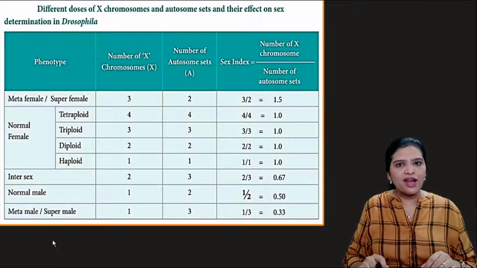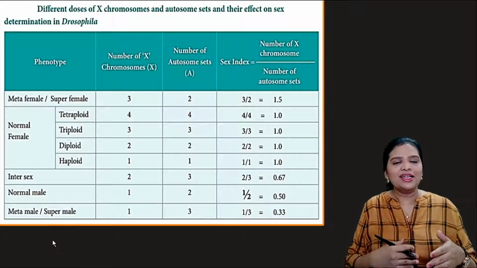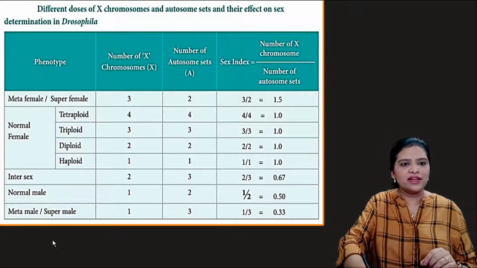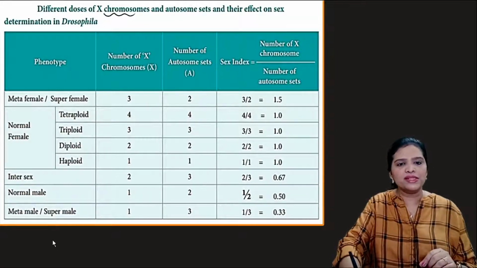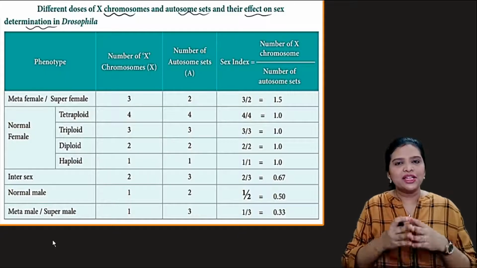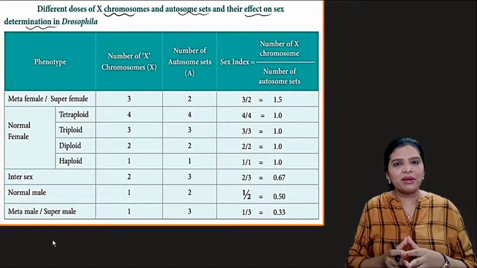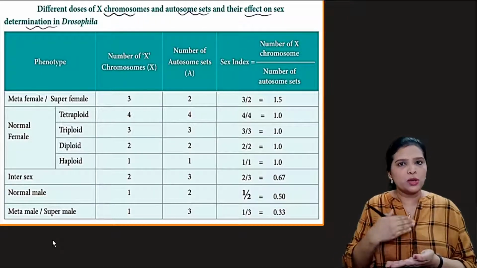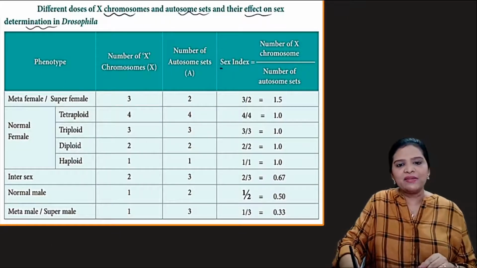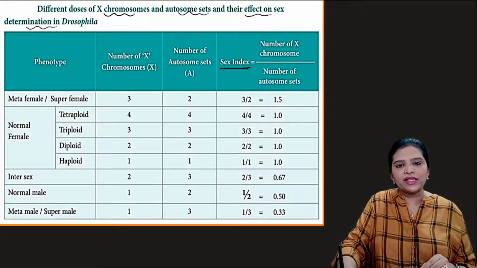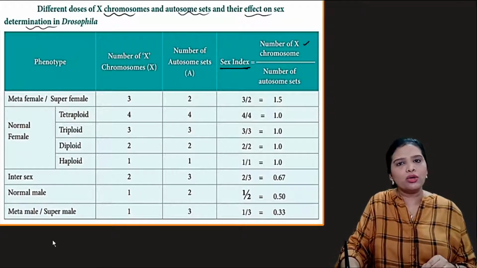Okay. So for this, you have a table like this in your Tamil Nadu textbook. Okay. So see here what this table denotes. It denotes the different doses of X chromosomes and autosomal sets and their effects on sex determination in Drosophila. So we know that in Drosophila, the sex is determined by the number of X chromosomes and how many sets of autosomes are present. To calculate that, we use the sex index formula. Sex index means the number of X chromosomes divided by the number of autosomal sets.